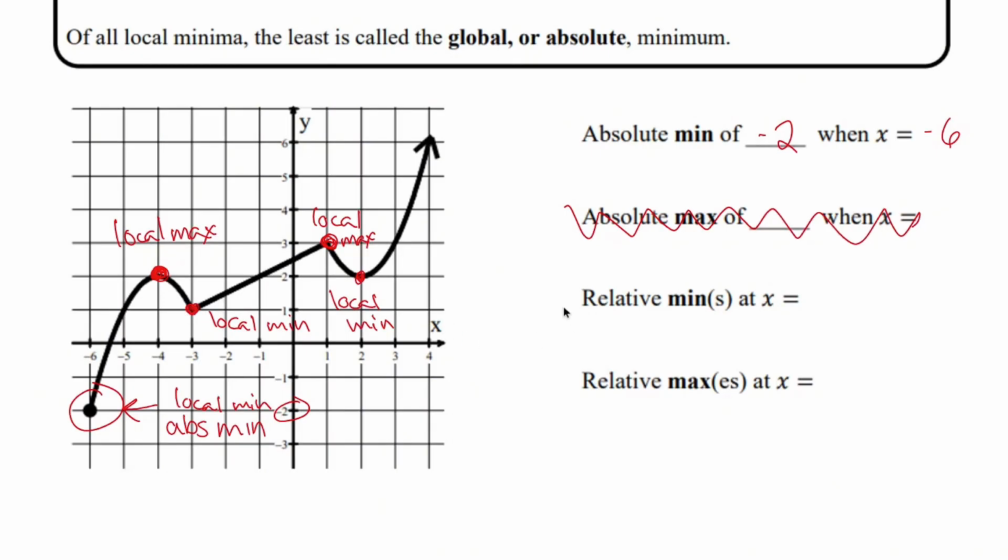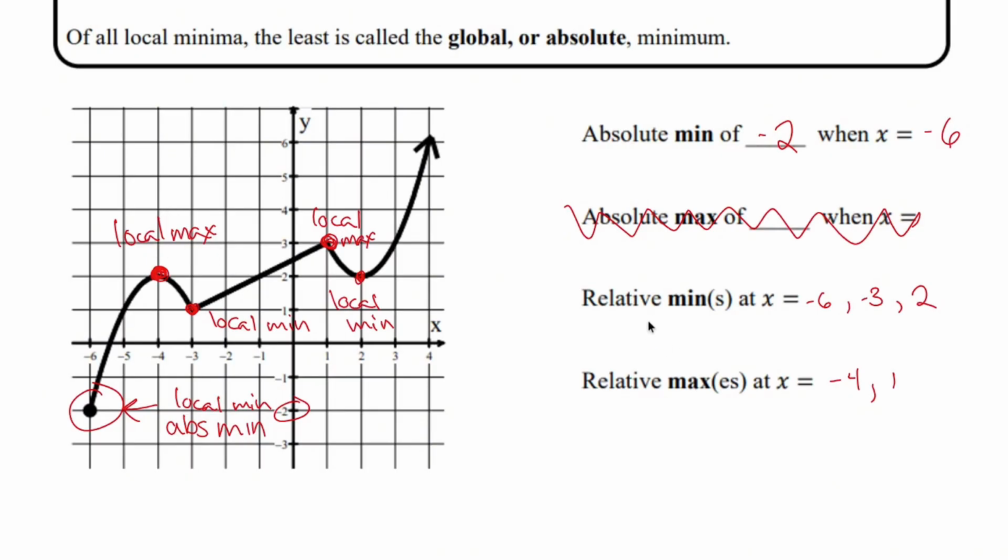Now we have several relative mins, so let's name them all. We have one when x equals, from left to right, -6, -3, what else? 2, and that looks like that's that. We have two relative or local maxes, and those happen at -4 and +1.